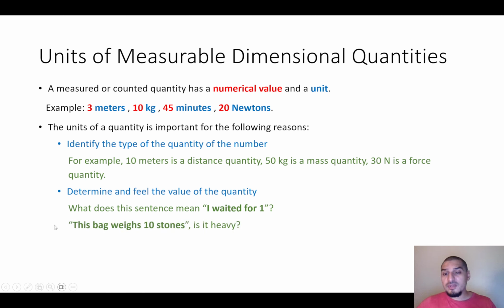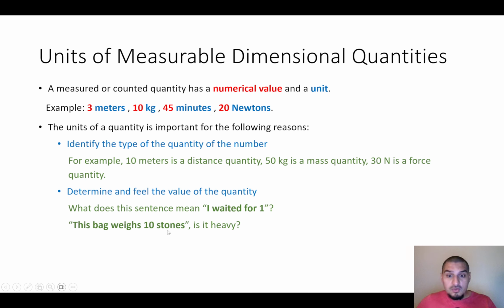For example, if I tell you that this bag weighs 10 stones, can you tell if this bag is heavy or light? If of course you know that. This is one thing that might be new to many of us, that stones is a unit of mass. It's like gram and kilogram, and all these are units of mass. So there is one unit that's called stones. I don't know what this stone is, if it's something that is big or small, if it's like ton or like gram, I don't know, but this is a unit.